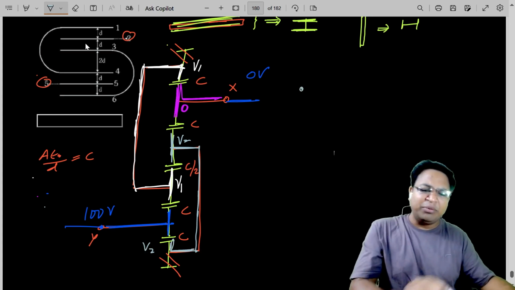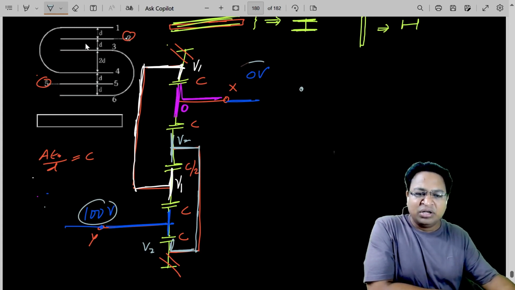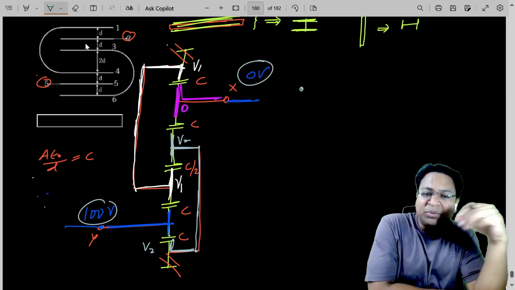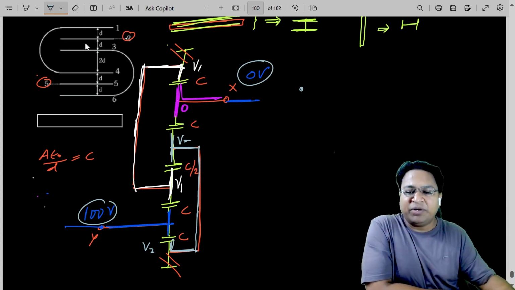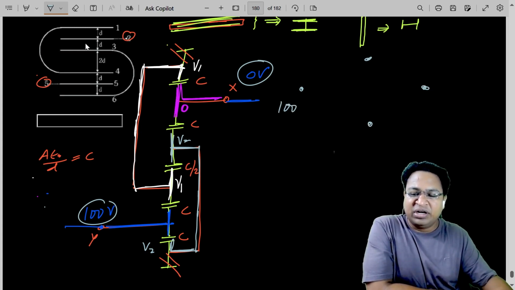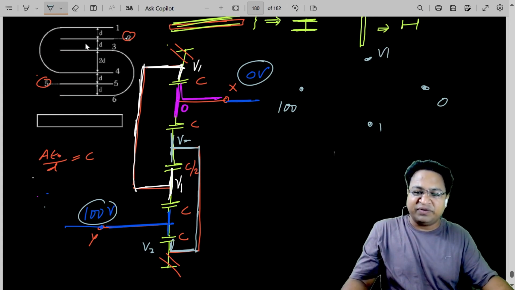How many potentials are there? 100, 0, V1 and V2. So there are four potentials that we need. All the points have one of these four values. So let me first mark 4 points. These 4 points indicate the four different potentials. Let this be 100. Let this be 0. So these were in the extreme. In between, there were the other values. Let this be V1. Let this be V2.